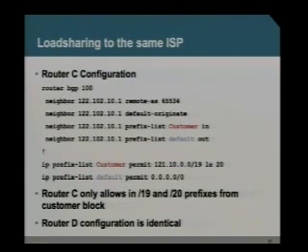And that makes it actually nice and friendly for them. Router D configuration is exactly the same. The only thing that changes is the IP address there. Okay? So it becomes upstream service provider friendly.